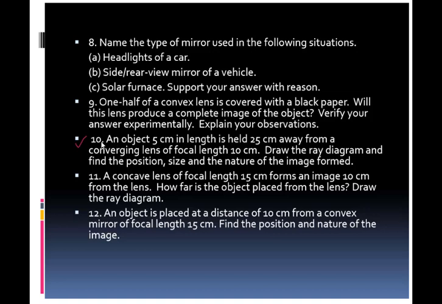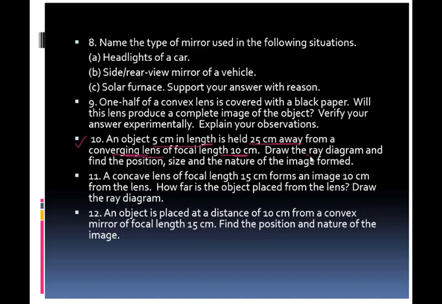Question number 10 tells that an object 5 centimeter in length, that means the height of the object is 5 centimeter, is held 25 centimeter away from a converging lens. 25 centimeter away, that means this is the object distance. Converging lens means it is a convex lens. Focal length is 10 centimeter. Now you need to draw the ray diagram and find the position, sign and nature of the image formed.